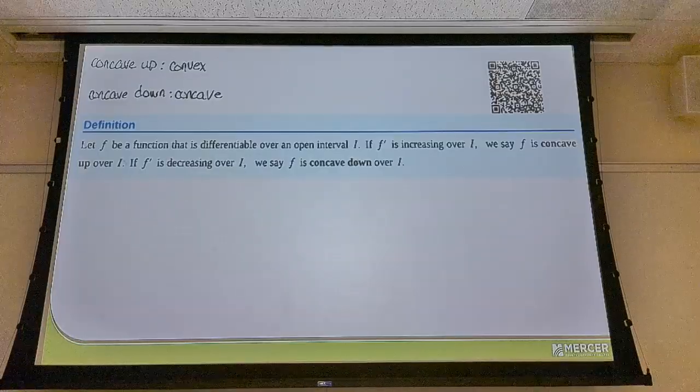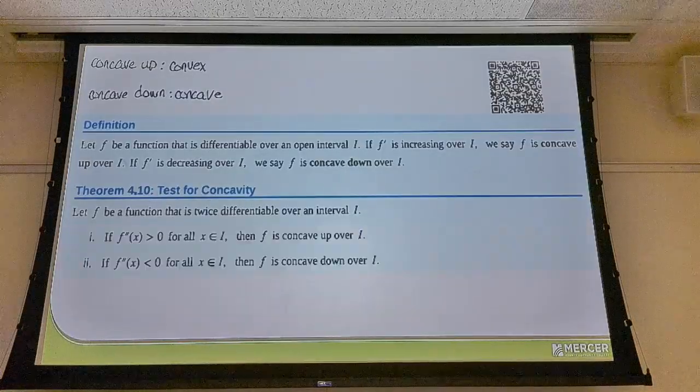No, but if f prime is increasing, isn't that just the same test as we looked at last time? F is increasing if its derivative is positive. What's the derivative of f prime? Positive f double prime means it's convex. Negative f double prime means it is concave.